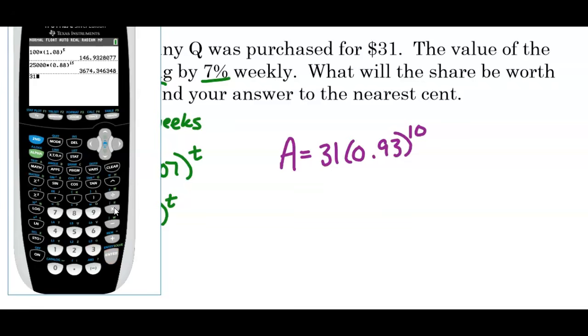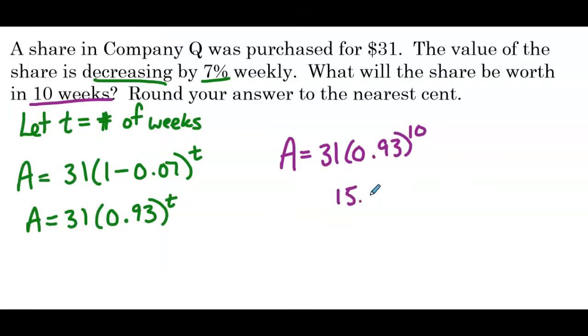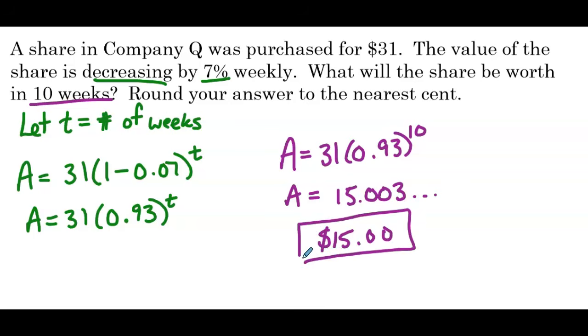So 31 times 0.93 to the 10th. So we have 15.003 and a few decimals after that. And they tell us to round to the nearest cent, so that's going to be $15. Okay, so the share is going to be worth $15 at the end of 10 weeks.